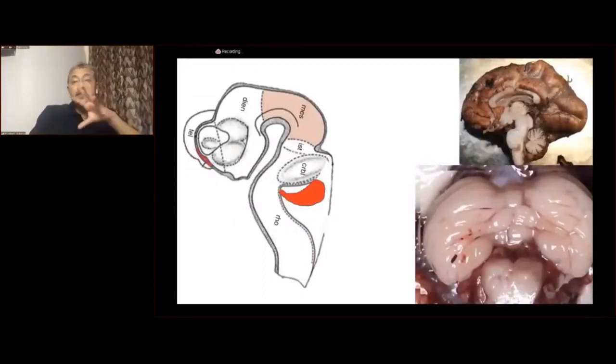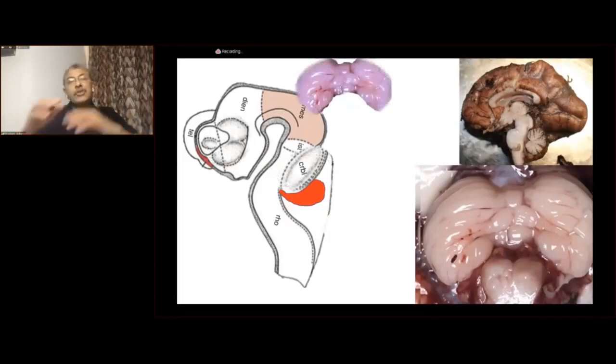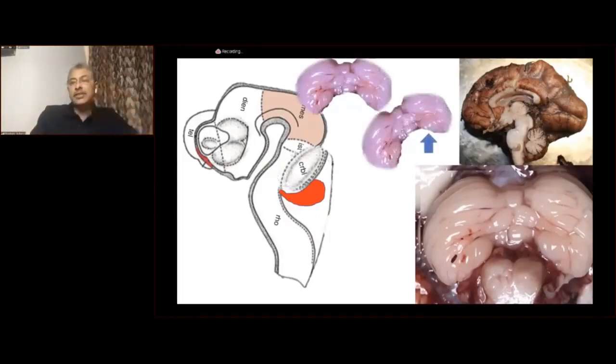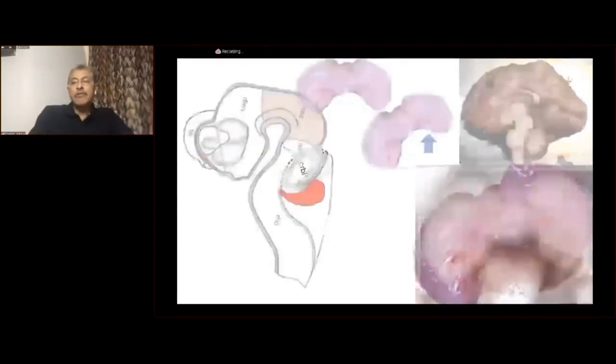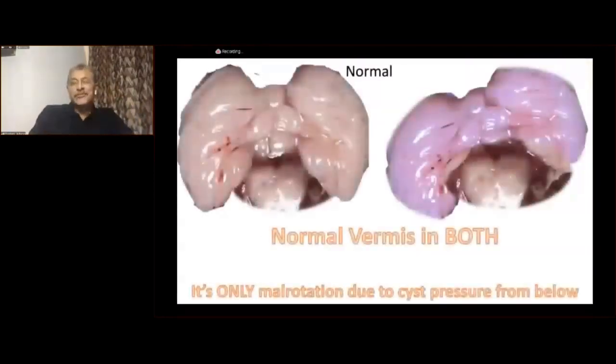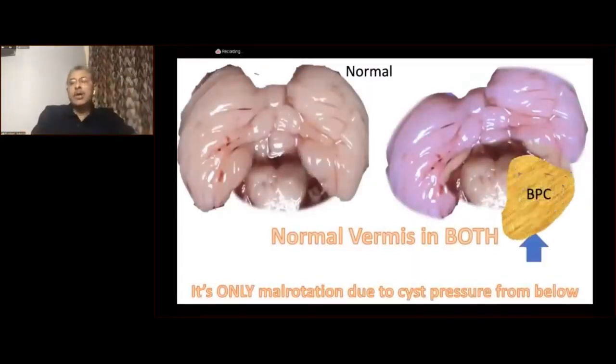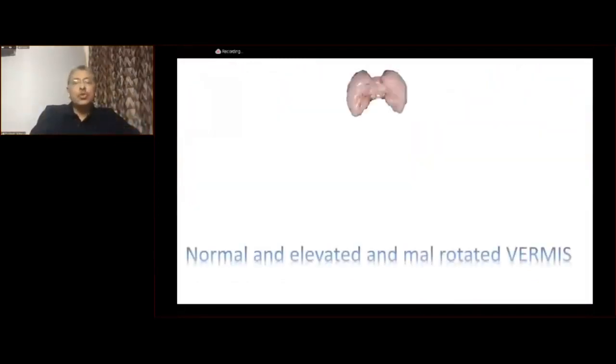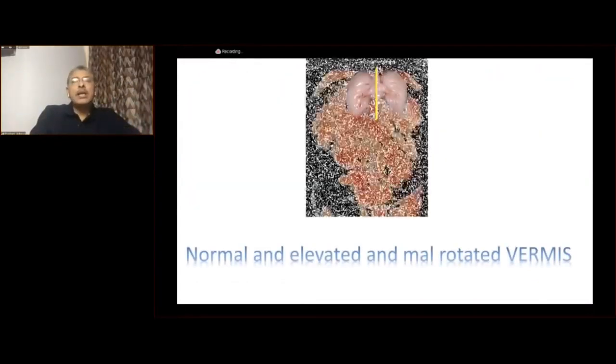The cyst is going to rotate the cerebellum, which was quite balanced on both sides. Instead of that, it is going to be pushed up, and that pushing up will lead to what? Instead of a balanced cerebellum, if you cut it because of the Blake's pouch, it is going to be tilted. That is what is typically known as mal-rotated. It is all because of the elevation.